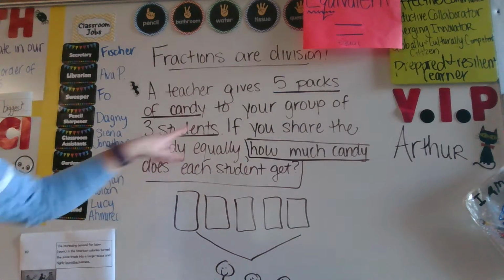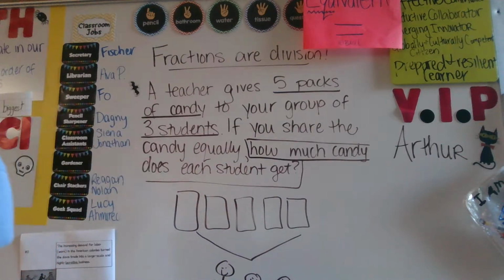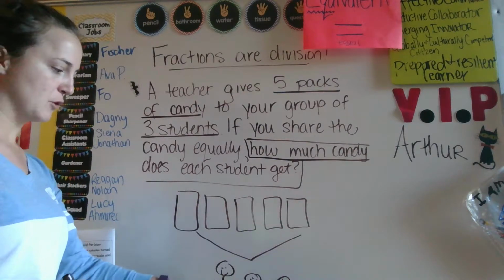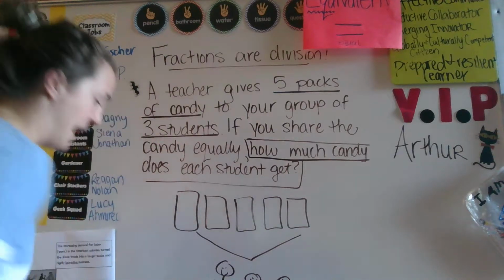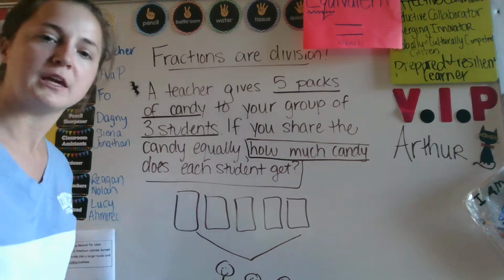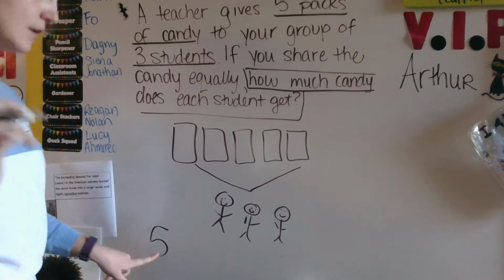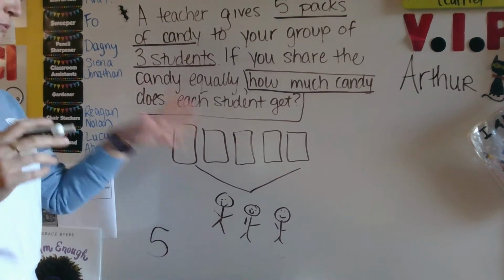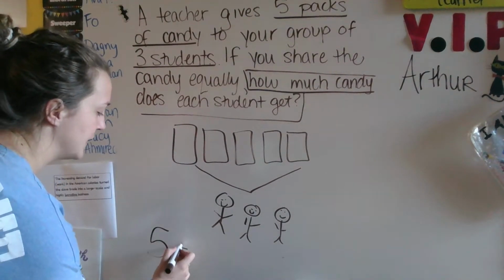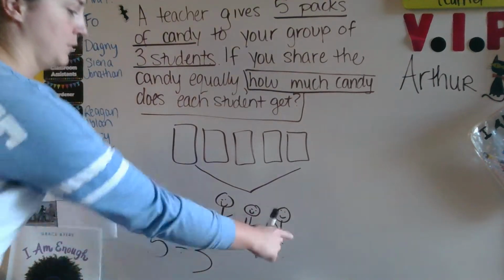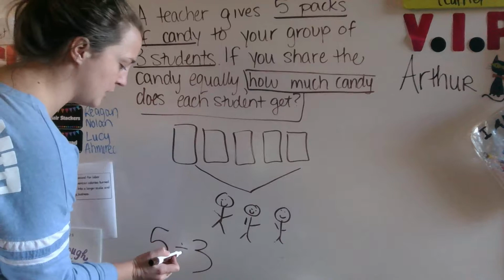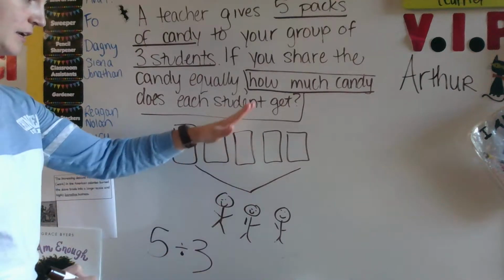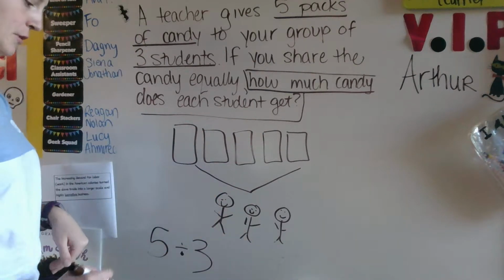So if we share it equally, how much candy does each student get? I've got 5, and I'm going to give it to 3 students. So I say they have 5. We have, of course, our first number. Oh, you can't see that. Sorry about that. 5 pieces of candy is what I have, and I'm going to divide it into 3 groups because there are 3 people in that group. So 5 pieces of candy divided by our 3 people.